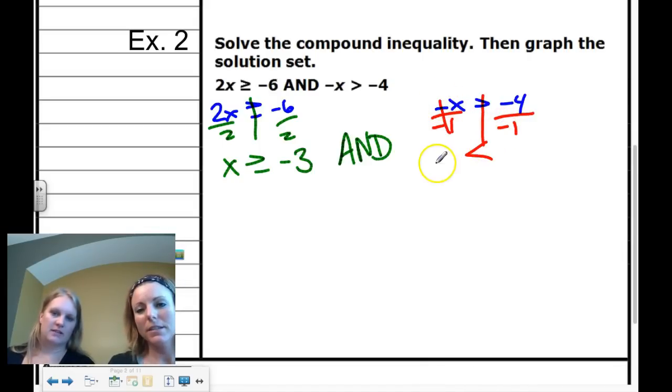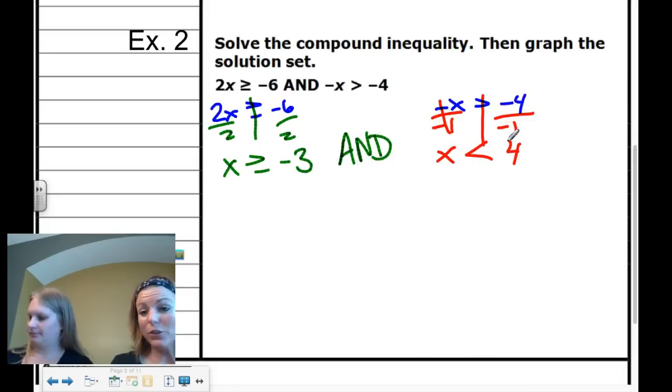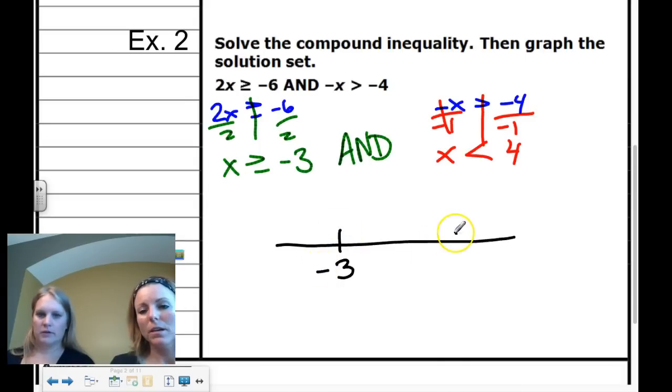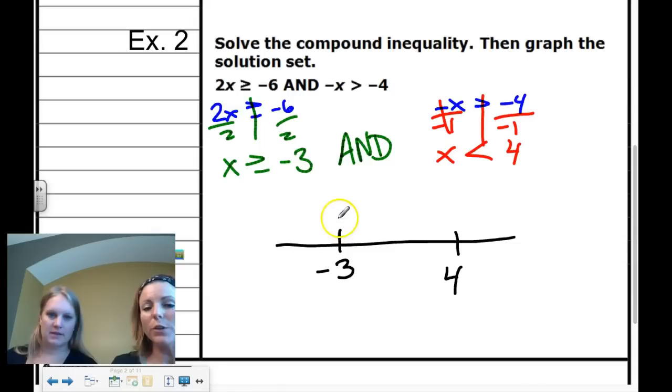So the negatives cancel. We're left with x is less than 4 now. That's your solution set, but now we have to graph it. All right. So here's a negative 3. Here's a 4. We know it's a closed circle on negative 3 because it's greater than or equal to.